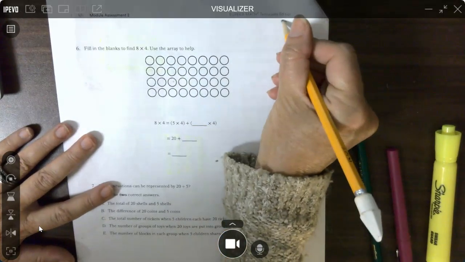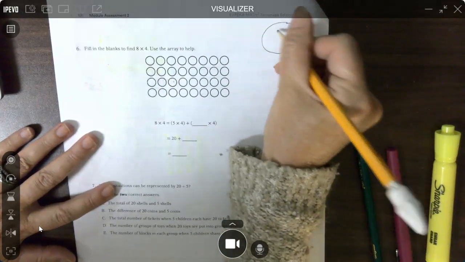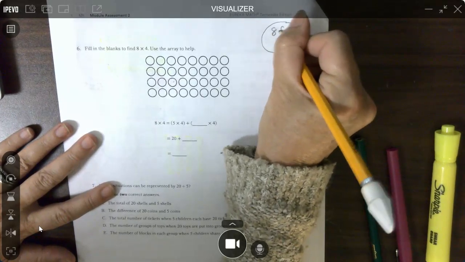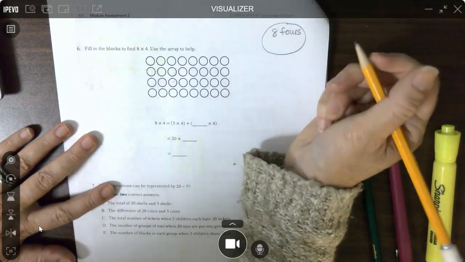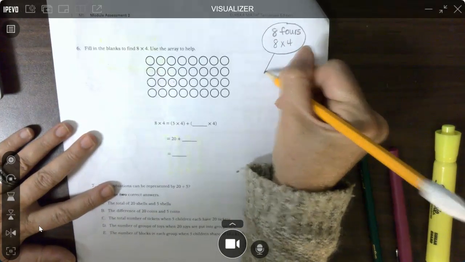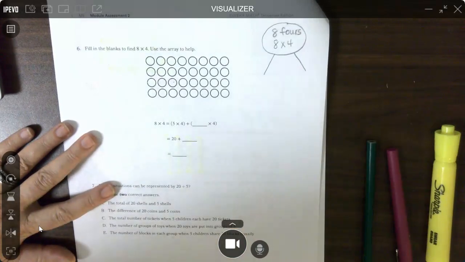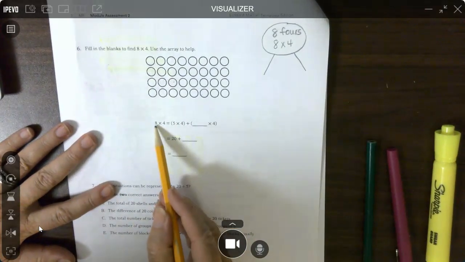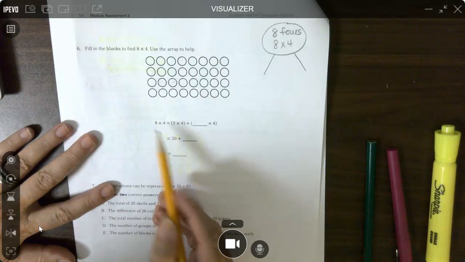I'm going to go ahead and do a few things here. I'm going to say I have 8 4s as my whole amount, or 8 times 4. And I'm going to see what I can break it into. Here is the original amount that I'm trying to solve, 8 times 4.